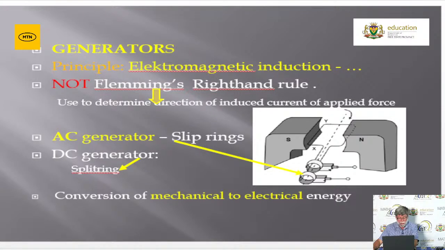Electrical motor, please. The principle is the motor effect, and you use Fleming's left-hand rule to determine the direction of the motion. And remember, the split ring is a crucial part in this electric motor. Therefore, an electrical motor and a DC generator can look the same because they both have split ring commutators. But for a motor, there will be a battery in the circuit, and for a DC generator, there will be no battery in the circuit. Maybe you can distinguish in that way.